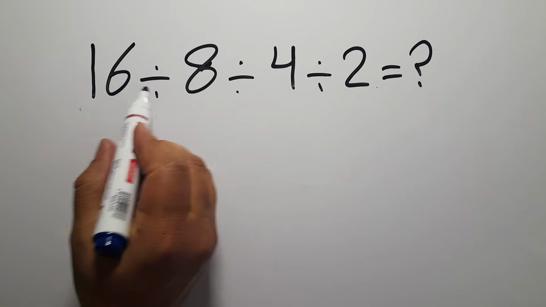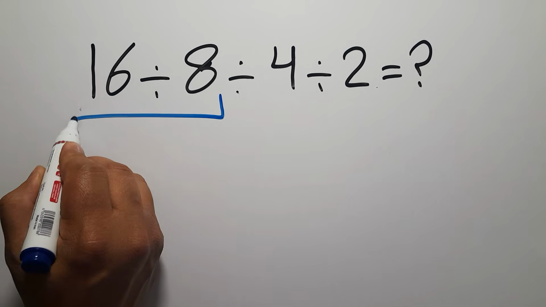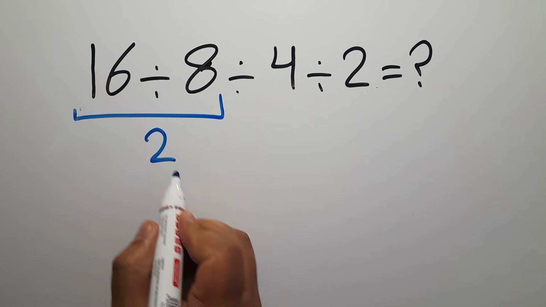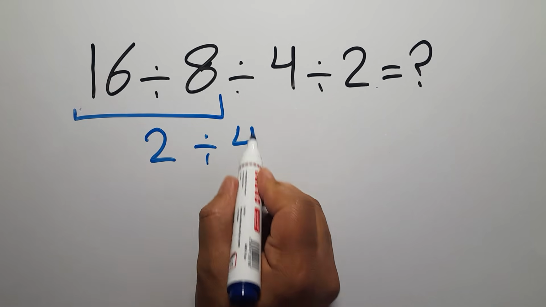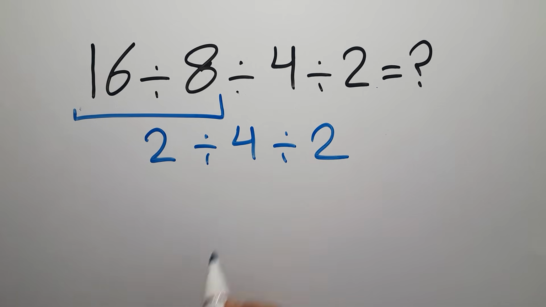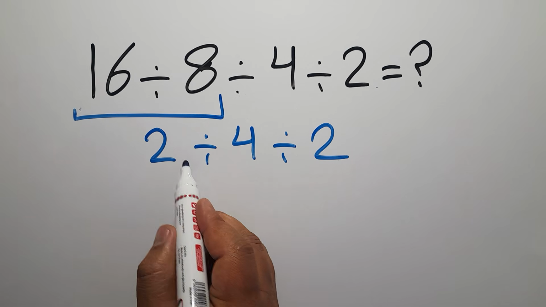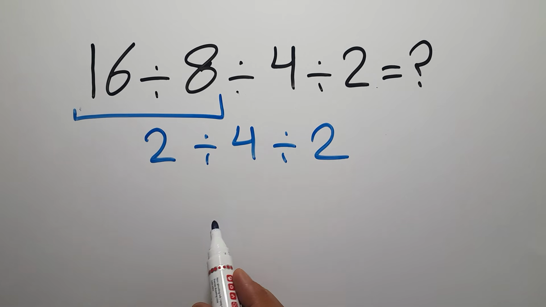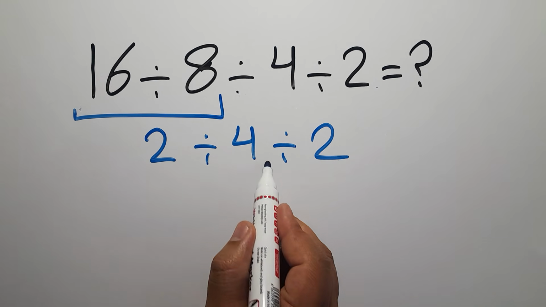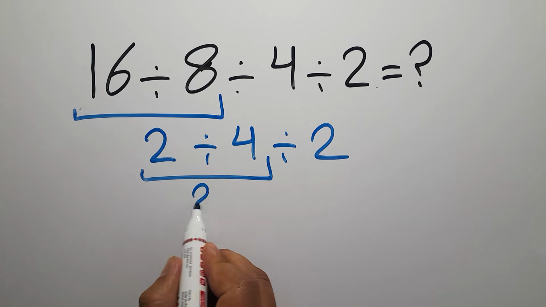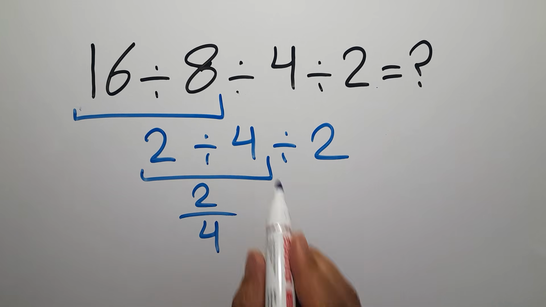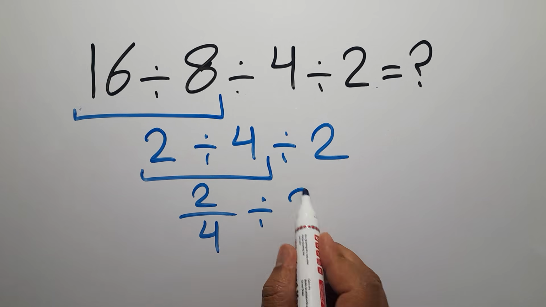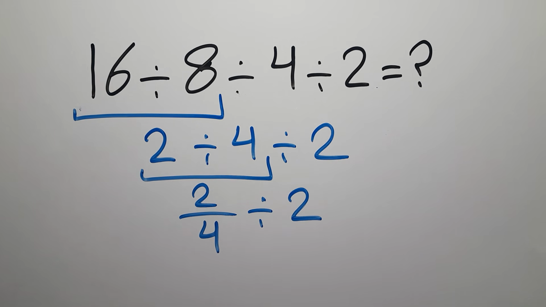So first, 16 divided by 8, which equals 2. So 2 divided by 4 and divided by 2. Now we have to do this division, not this division. 2 divided by 4, we can write 2 over 4. And here we have divided by 2. Now we have 2 over 4 divided by 2.